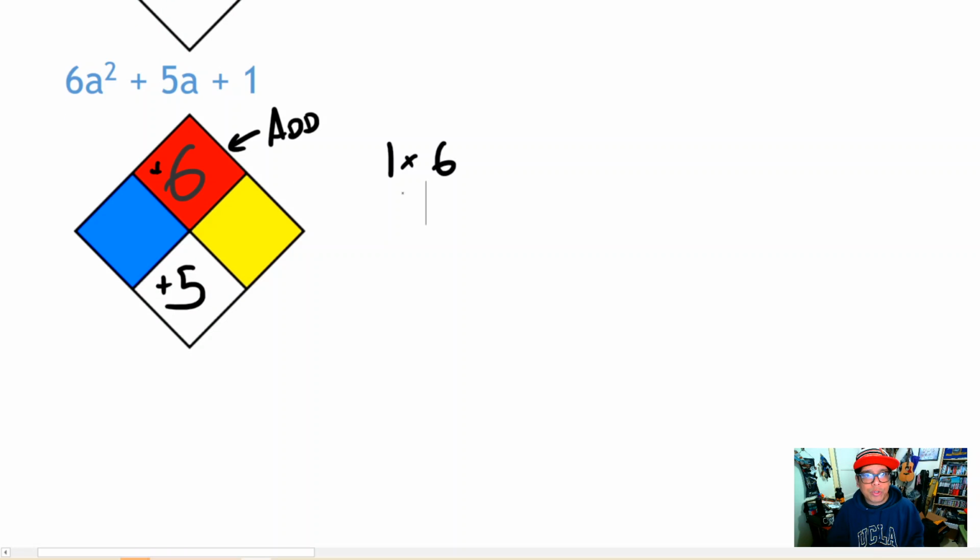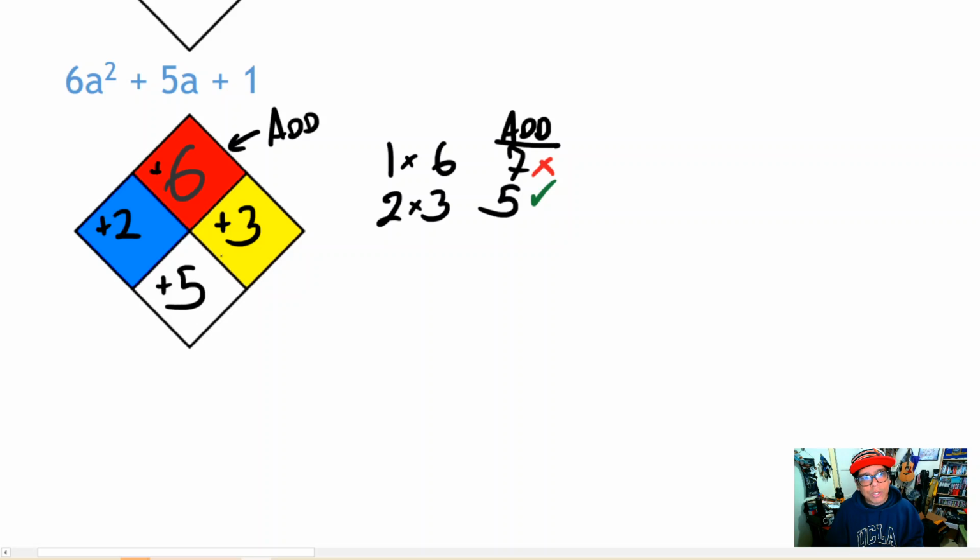The first factors are 1 and 6, which add to make 7, which is not what we're looking for. Now the second pair of factors for 6 are 2 and 3, which add to make 5, which is exactly what we're looking for. Now that we have our diamond problem finished, we're going to expand our polynomial.